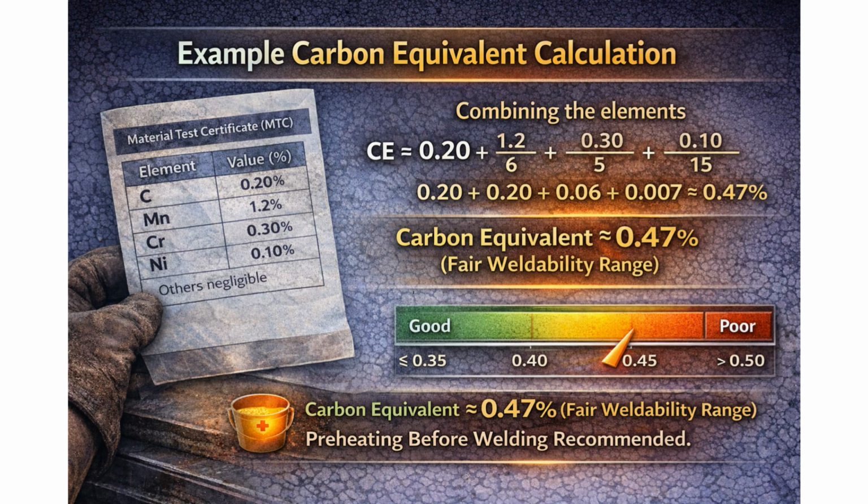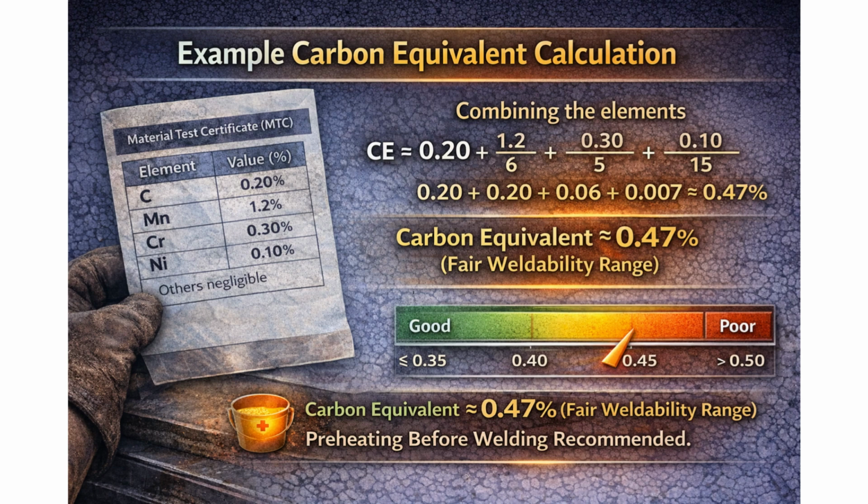Imagine you receive a steel plate along with its material test certificate, also known as an MTC. From that certificate, you note the chemical composition of the steel. The carbon content is about 0.2%. Manganese is around 1.2%. Chromium is roughly 0.3%. Nickel is about 0.1%. All other alloying elements are very small and can be ignored for this calculation. Now, using the IIW carbon equivalent method, we combine the effect of these elements into a single value. When we calculate the carbon equivalent using these values, the result comes out to approximately 0.47%.